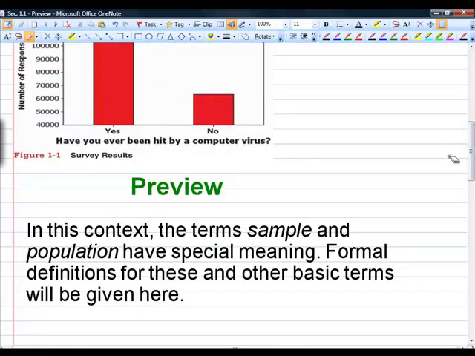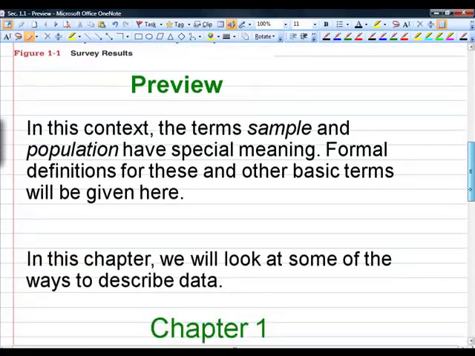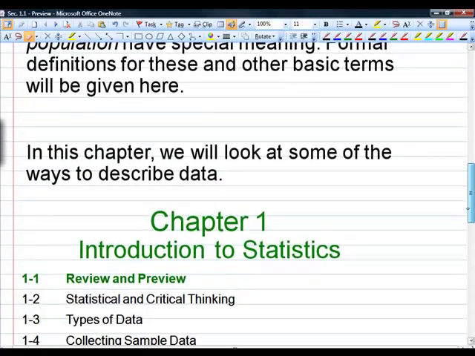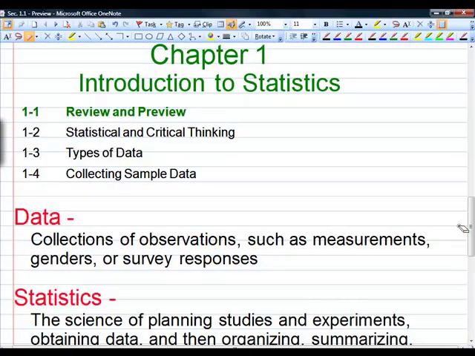In this preview, we say that in this context, the terms sample and population have special meaning. Formal definitions for these and other basic terms will be given here. In this chapter, we will look at some of the ways to describe data. Getting the general terminology down, data is what we have when we have a collection of observations, such as measurements, genders, or survey responses. Data, by the way, is a plural term. The singular version of this word would be datum. So make sure you get your subject-verb agreement just right.